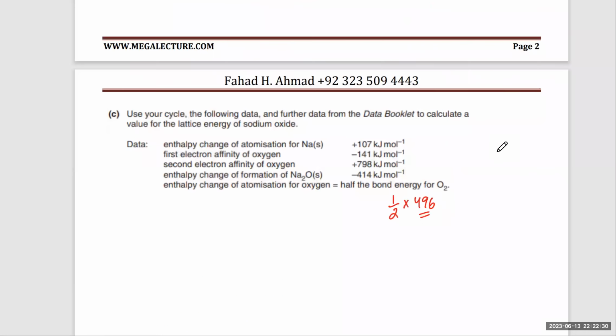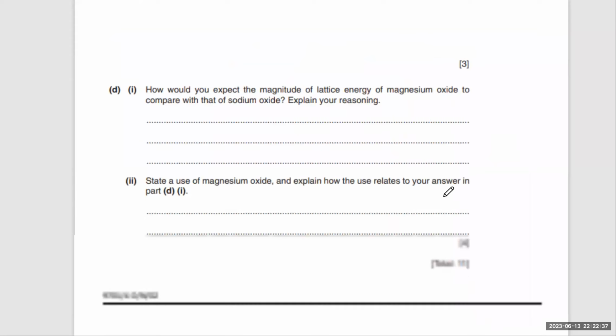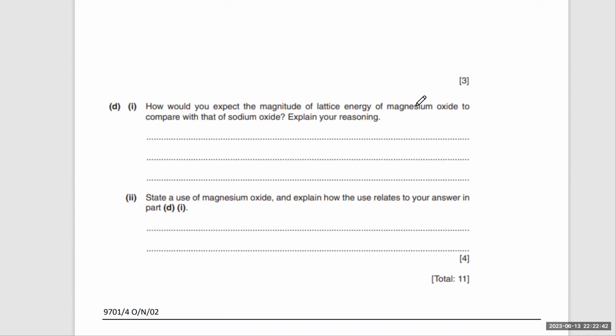The next one is the same exact question. We can do this part. How would you expect the magnitude of the lattice energy of magnesium oxide to compare with sodium oxide? Who's got the stronger lattice? Is it magnesium oxide? And why? Because it has a higher charge.